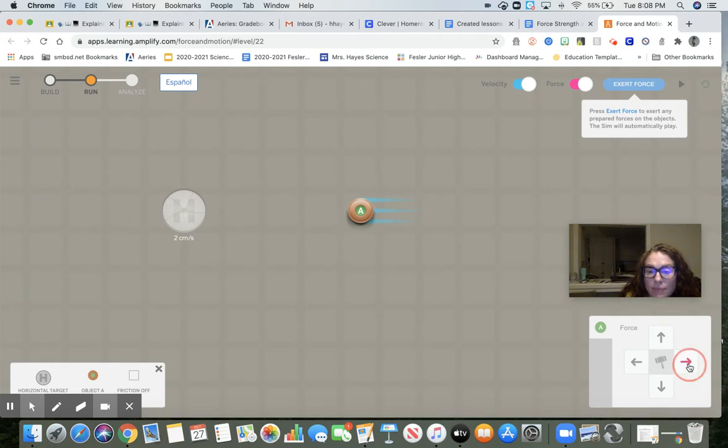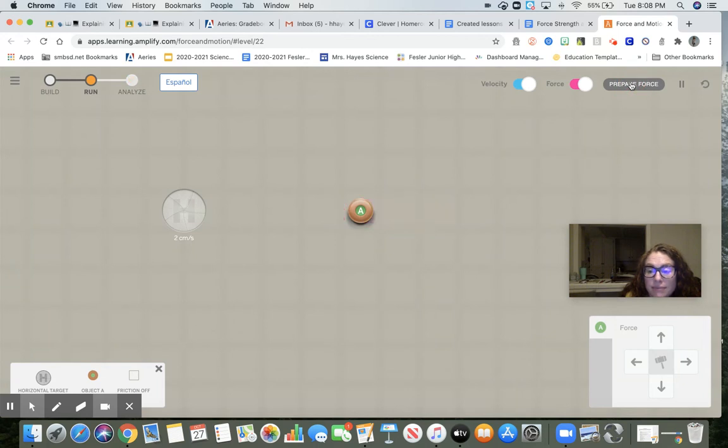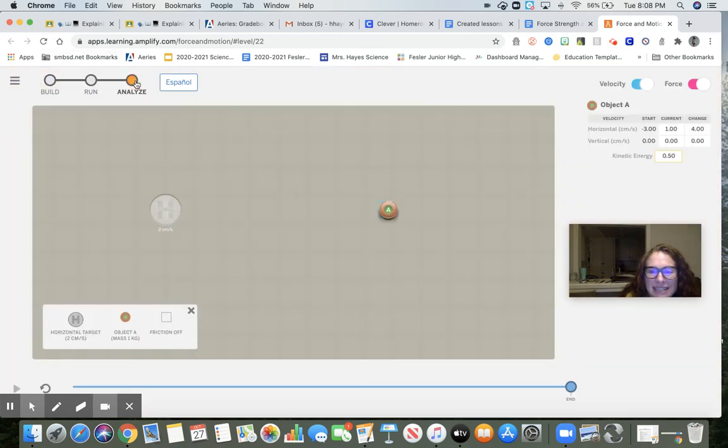So I know I need to put some force in the other direction. I'm just going to start with 3 and see what I get. So exert force. Well, I got it to stop. So that didn't work. So I'm going to reset that. So I did 3. I'm going to try 4. 1, 2, 3, 4. Exert force. All right, it's moving. I'm going to go to analyze. And look, I only got it up to 1. So that didn't quite work.